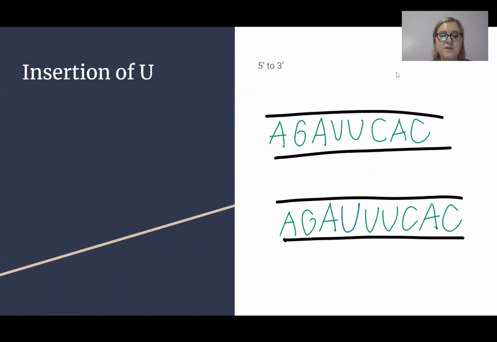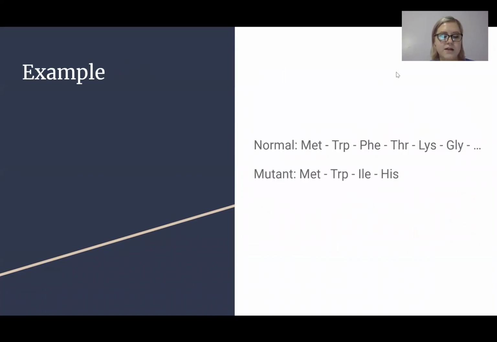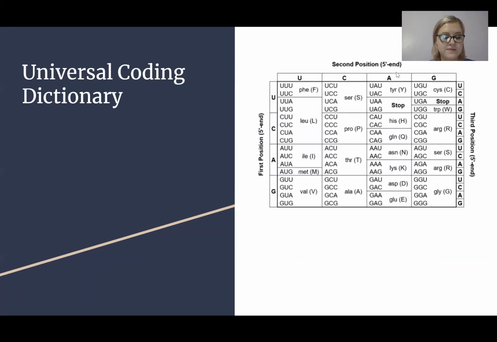A truncated or abbreviated non-functional protein, a mutant protein, occurs by a point mutation, or mutation of a singular base pair in DNA. Given the example you see here, we are going to look at how either an insertion or deletion of a single base pair can mutate and completely alter a protein. The normal and mutant proteins are as follows: MET, TRP, PHE, THR, LYS, GLY versus MET, TRP, ILE, HIS.